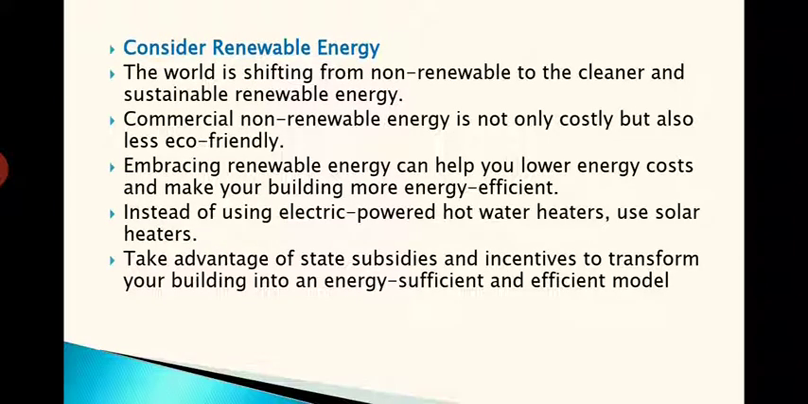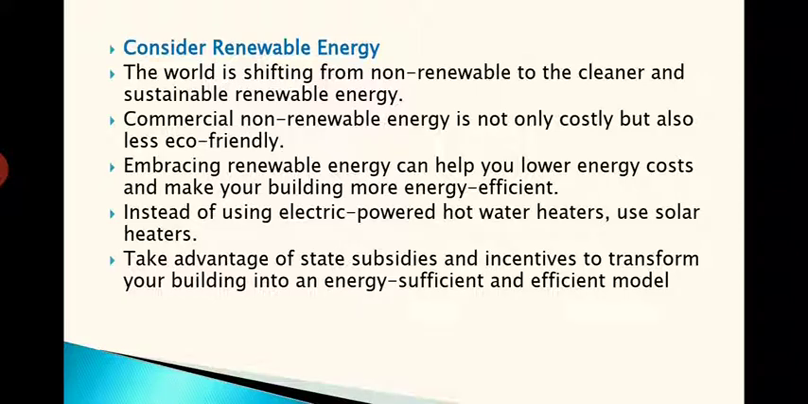Of course this is not the last one, but the important thing we have to think about as engineers to increase energy efficiency is considering renewable energy sources rather than conventional fossil fuels. The world is shifting from non-renewable to cleaner and sustainable renewable energy like solar energy, wind energy, etc. Commercial non-renewable energy is not only costly but also less eco-friendly. So embracing renewable energy can help you lower energy costs and make your building more energy efficient.